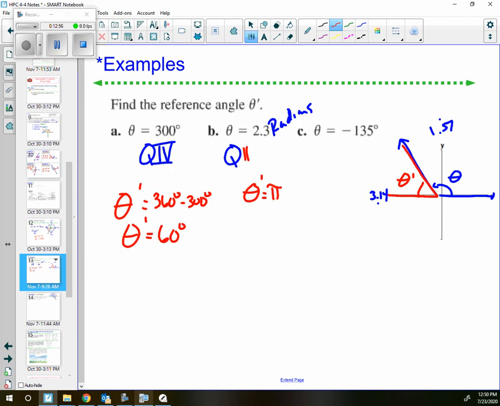So I'm going to do pi minus 2.3. Think of it this way. Pi is bigger than 2.3, right? So we're going to be subtracting from pi. We should get that positive angle then. All right, so pi minus 2.3. Go ahead, try that. I'm going to go to 4 places again. So 0.84.